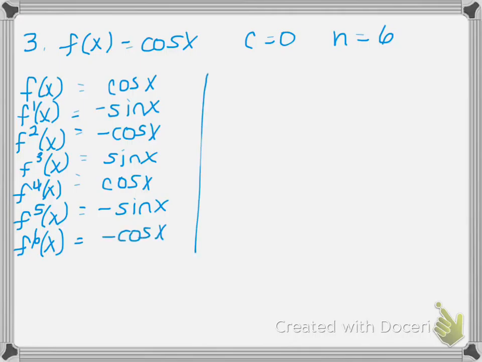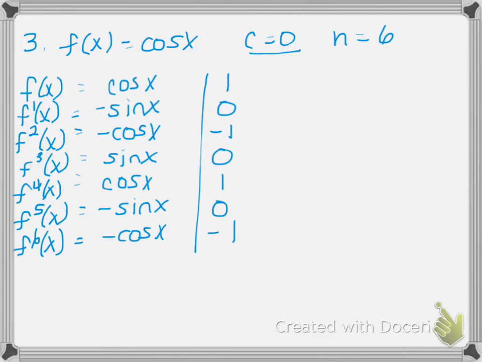Evaluate each of those at 0. Cosine of 0 is 1. Sine of 0 is 0. Negative 1, sine of 0 is 0. All the sines are going to be 0, cosines are going to be 1s, and then you put the signs. That's the reason it's not that bad, because you get normal numbers.